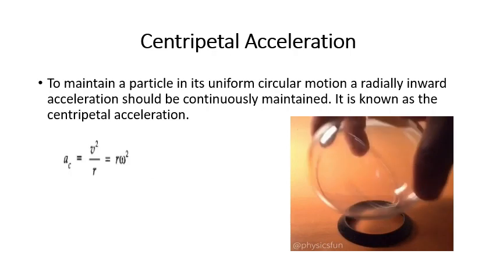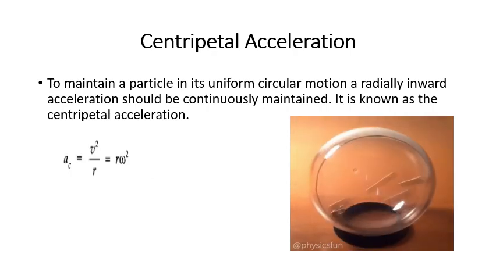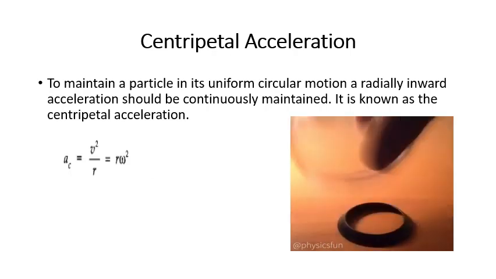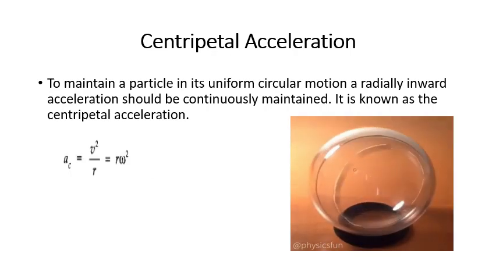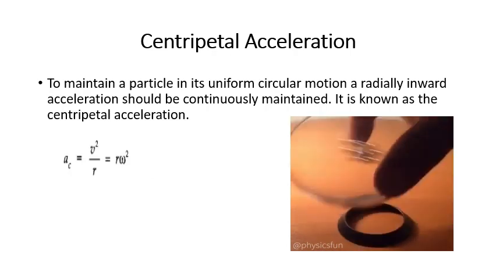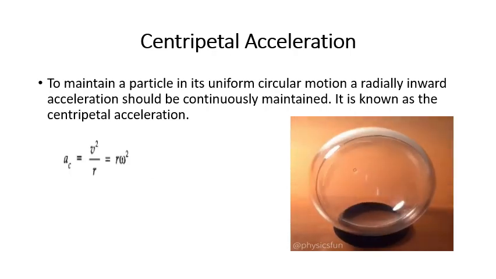This is your last topic in this lesson, centripetal acceleration. The acceleration associated with uniform circular motion is called centripetal acceleration. To maintain a particle in its uniform circular motion, a radially inward acceleration should be continuously maintained. I repeat the definition, students: the acceleration associated with uniform circular motion is called centripetal acceleration. It is denoted by a suffix c. a_c is equal to v squared divided by r.